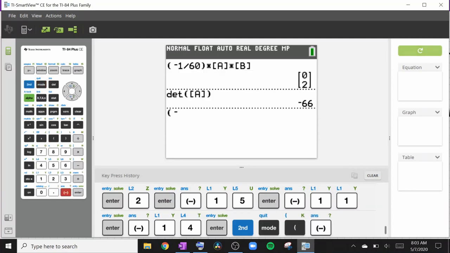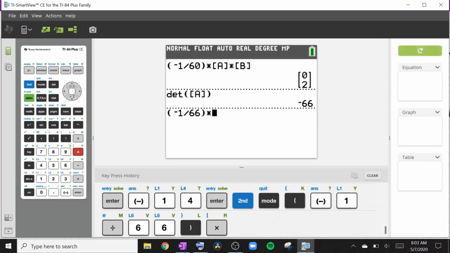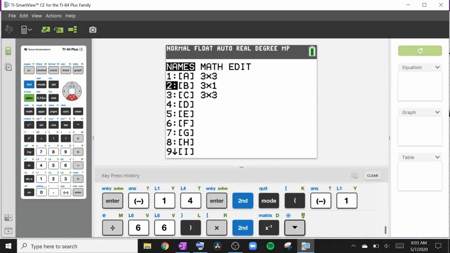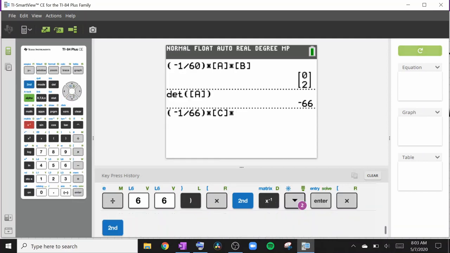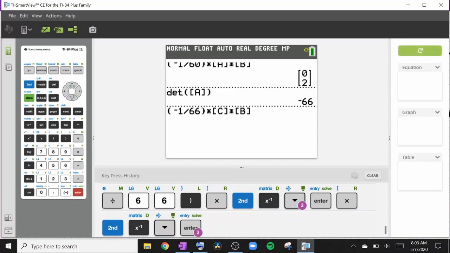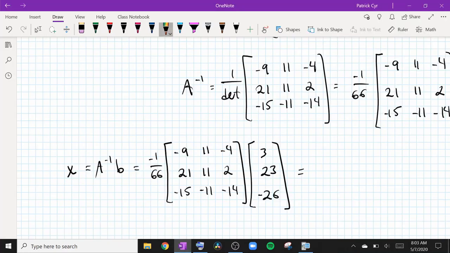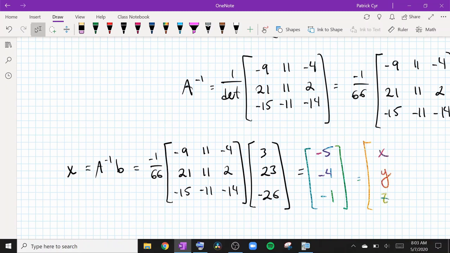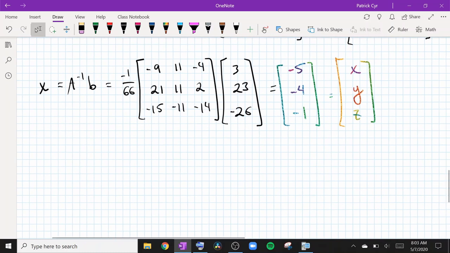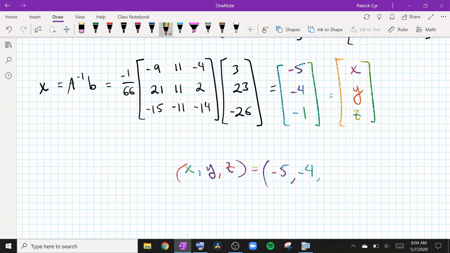Okay, so now we're going to go back to the screen here. And so our answer is going to be -1 over 66, which is 1 over the determinant, times the matrix C times the matrix B. Okay, and here's our answer. So -5, -4, and -1. And the way we can write this is equivalent to x, y, and z. So x, y, and z, the solution to this system of equations, the intersection point in 3 dimensions between these three planes, is this coordinate point right here. Okay, and that's the answer for this one.